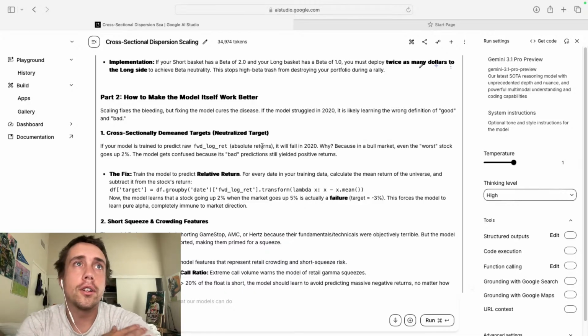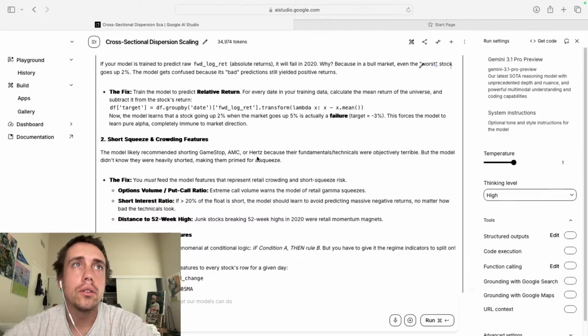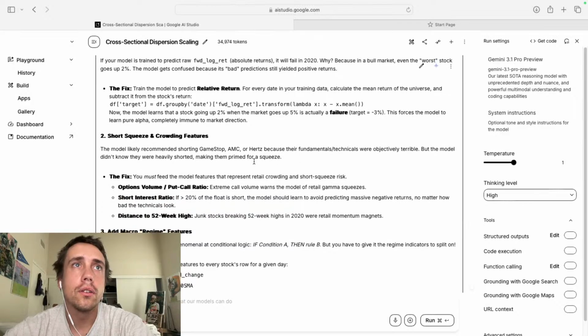If your model is trained to predict raw return, it will be bad. Short squeeze and crowding features.